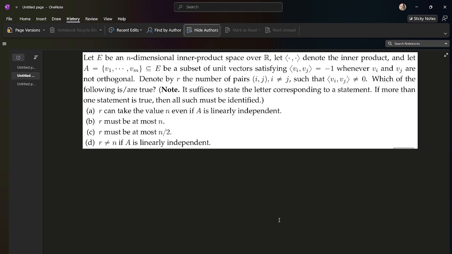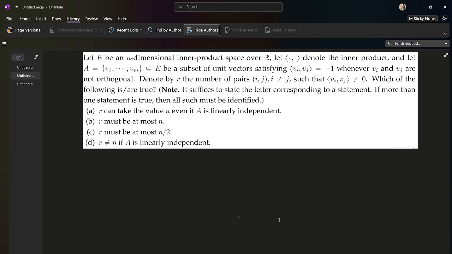Denote by R the number of pairs (i, j), i not equal to j, such that the inner product of Vi and Vj is not equal to 0. So which of the following is or are true? Note here, it suffices to state the letter corresponding to a statement. If more than one statement is true, then all such must be specified.